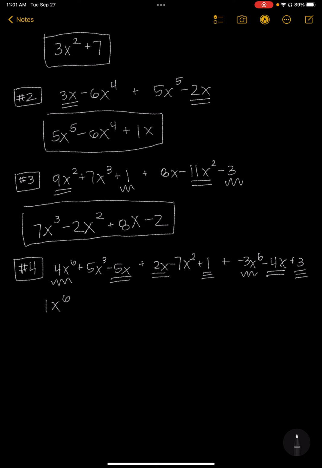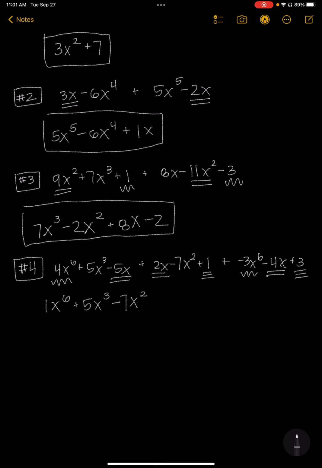Then the next highest exponent looks like it's x cubed, which is that 5x cubed. There's no like term, so we just rewrite 5x cubed. The next one would be x squared, which is the negative 7x squared. There's no like terms on there, so we just rewrite negative 7x squared. Notice that the sign came with it. When you have a negative, the signs will always come with it unless you're combining like terms.